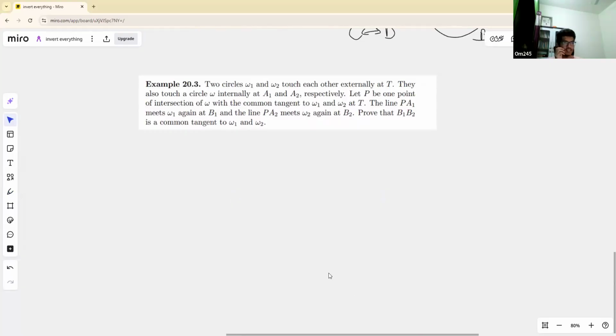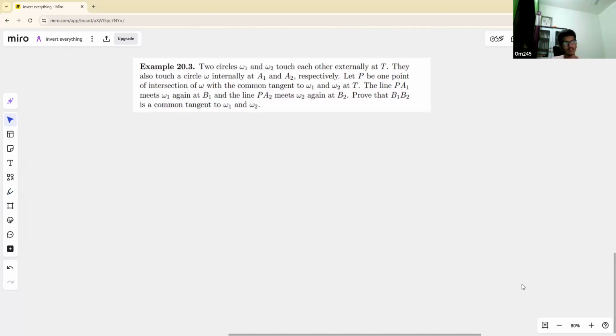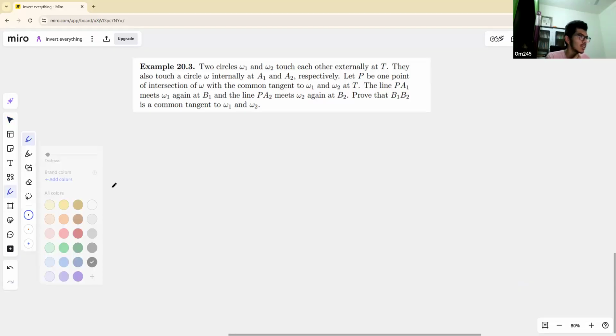I will give you 2 minutes, and if any of you have seen it, that's fine. But if you have never seen this, then give us the ideas, because this is a very nice problem, and this will show you why we use inversion in places like this. On chat, ask me if anything is confusing. Okay, maybe I will draw the diagram.